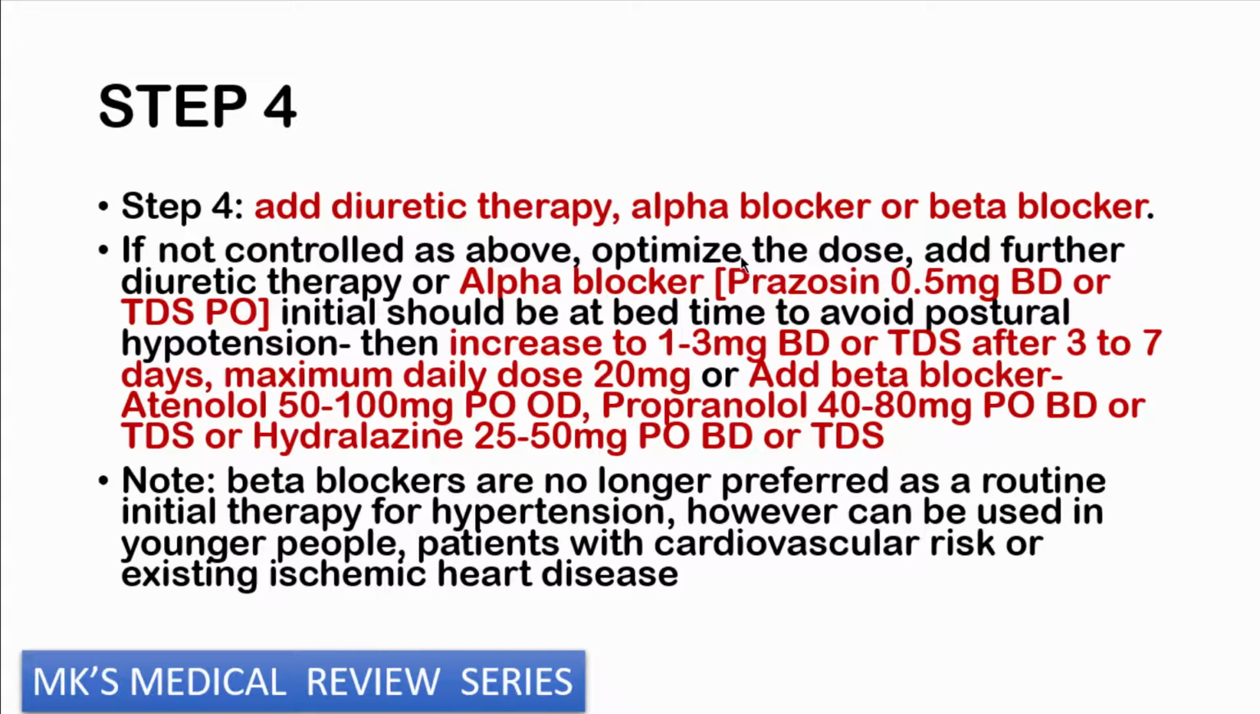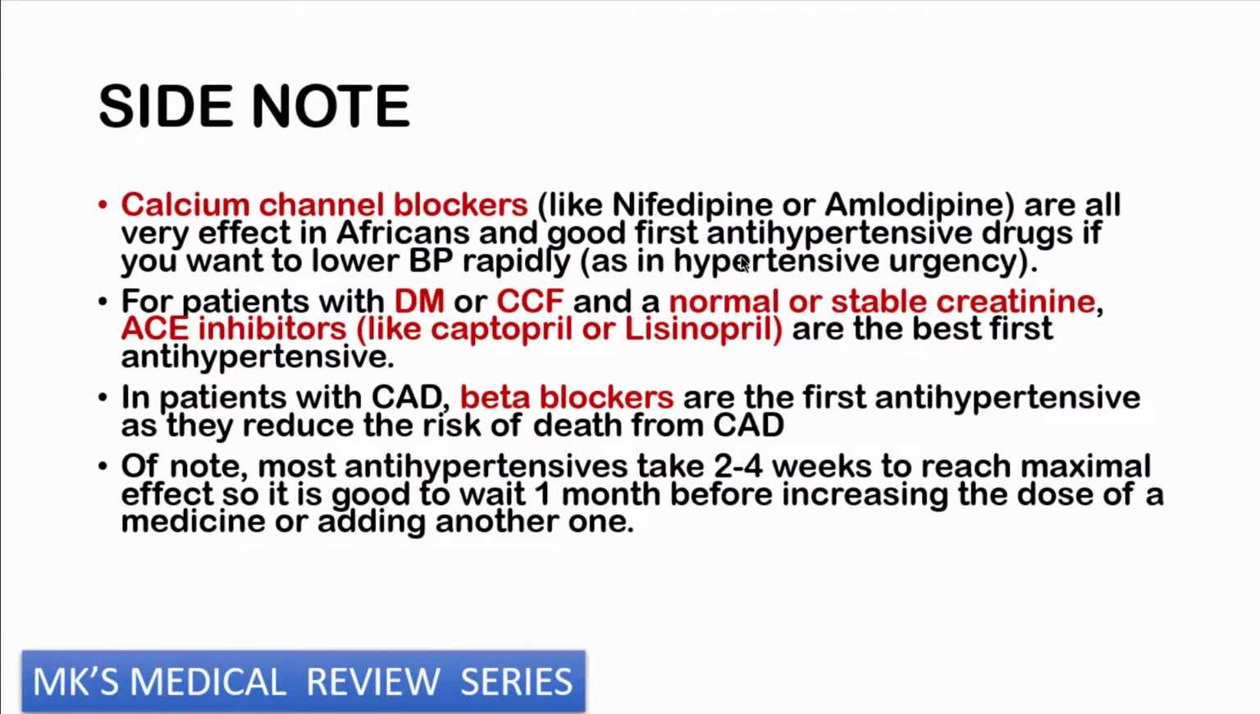Beta blockers are not used routinely to treat patients with hypertension as initial therapy. However, they can be used in young individuals, and they actually lower the risk of developing cardiovascular problems as well as ischemic heart disease. A side note that you need to take is that some calcium channel blockers such as nifedipine are very good in Africans, and they are good to start off as the first antihypertensive drug if you want to lower the BP rapidly, especially in hypertensive urgencies.